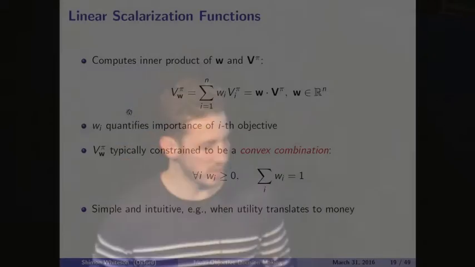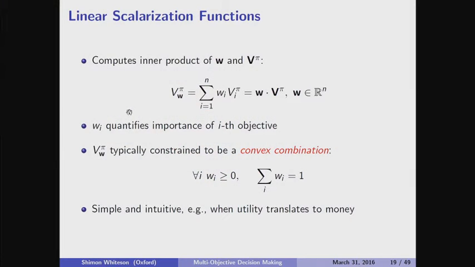So let's start with the top left. Let's consider for now only deterministic policies, and let's assume the scalarization function is linear. So as I already mentioned, if the scalarization function is linear, it just computes the inner product between some weight vector and the multi-objective value, in which case each weight is quantifying the importance of one of the objectives. For mathematical convenience, we typically assume that this is actually a convex combination, so that all the weights are greater than or equal to 0 and that they sum to 1.